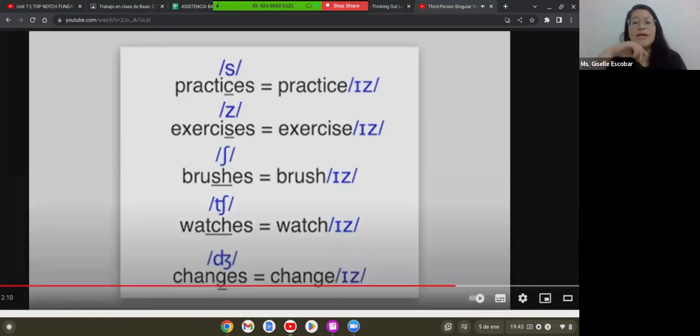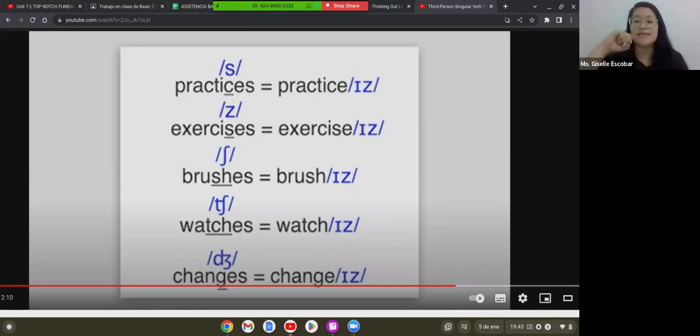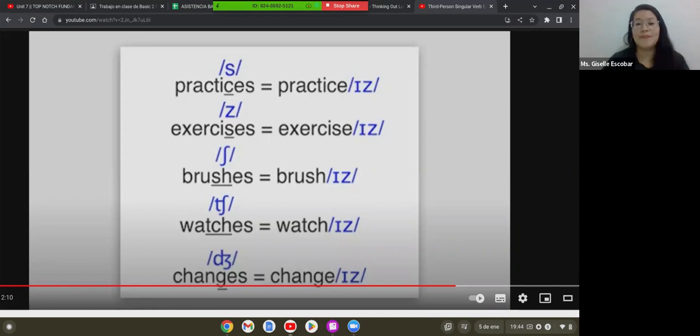So let's see. Let's repeat. Practices. Exercises. Brushes. Watches. Changes.